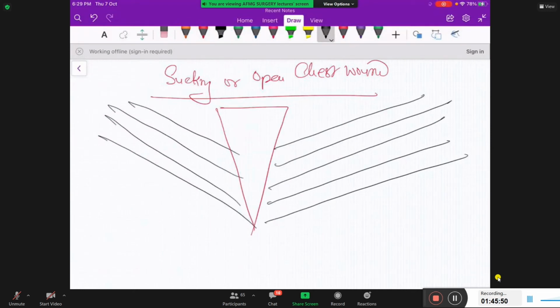Imagine the injury happened to the patient in such a way that there is avulsion of the whole of this region of the chest wall. The whole of the chest wall, like this, got avulsed. Chest wall, skin, muscle, ribs, everything got removed. And now the pleural space is communicating with the exterior. This is called an open or a sucking chest wound.